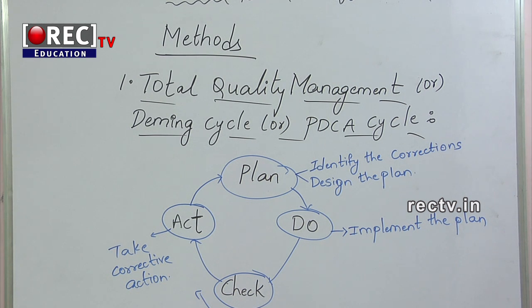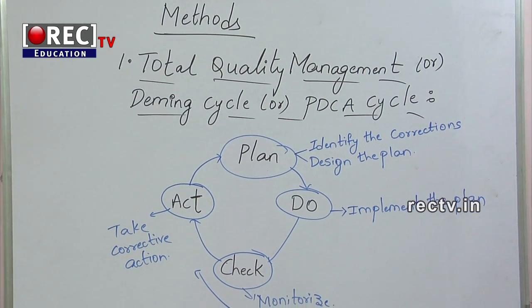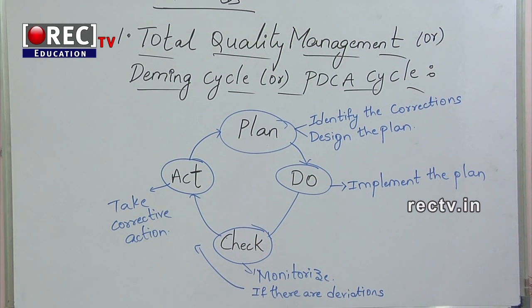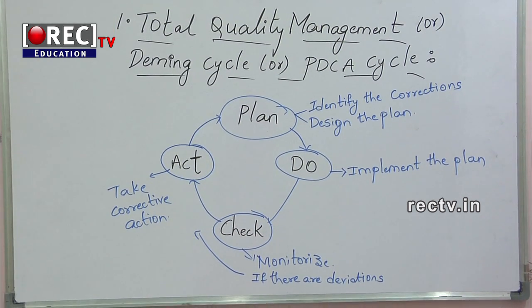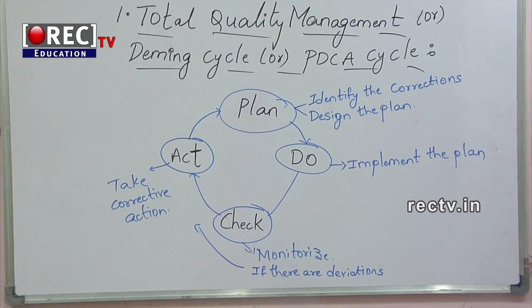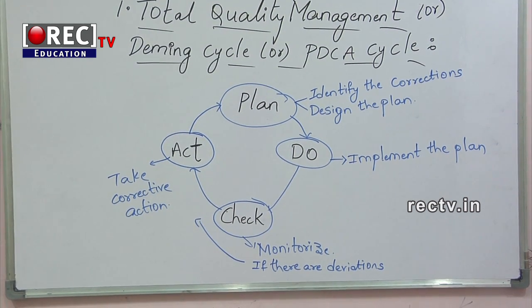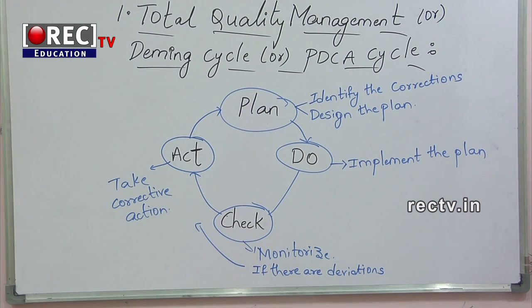Now let us see with the example of a simple diagram. Here plan means, after defining the process, if there are any corrections, first we have to identify those corrections, and according to that identification we have to design the plan. After designing, we can't sit idle, we have to implement the plan. And after implementation, we have to continuously monitor whether we are going according to the plan or not. If there are any deviations from the plan we have designed, we have to take corrective actions, and again go according to the plan we designed. That is, the conclusion is total quality management is nothing but having quality control on all the aspects of a process.